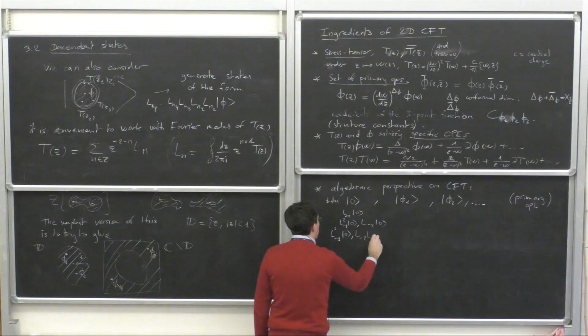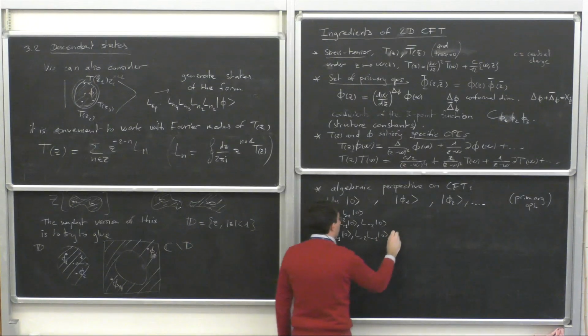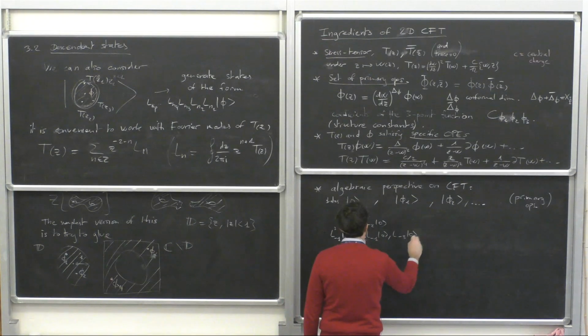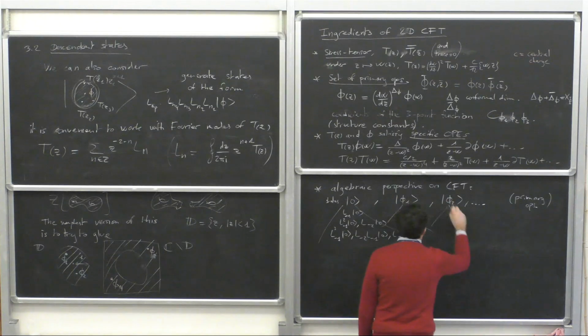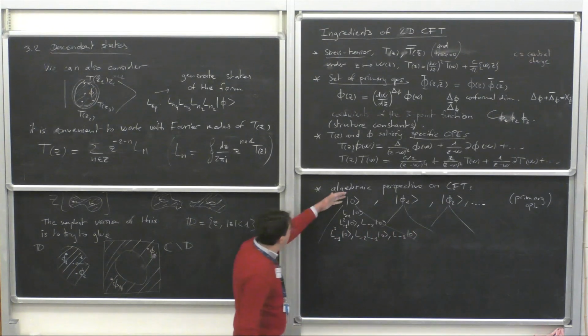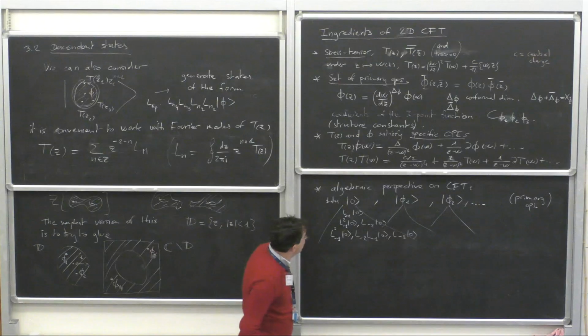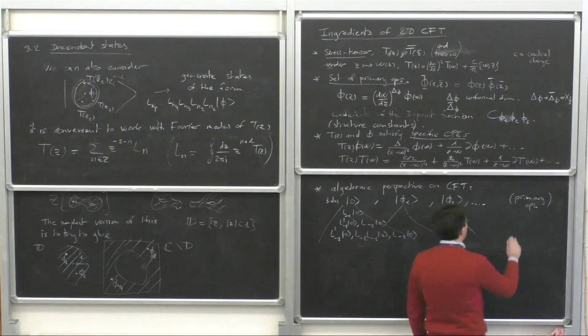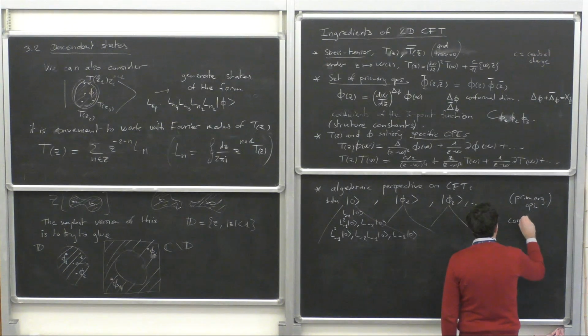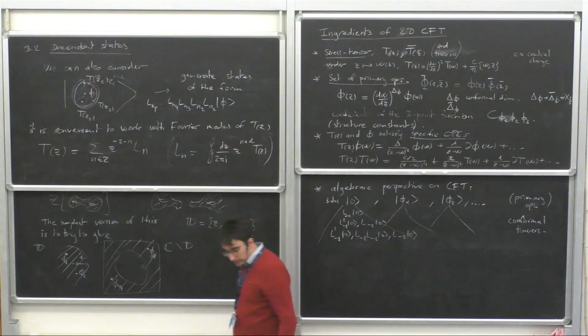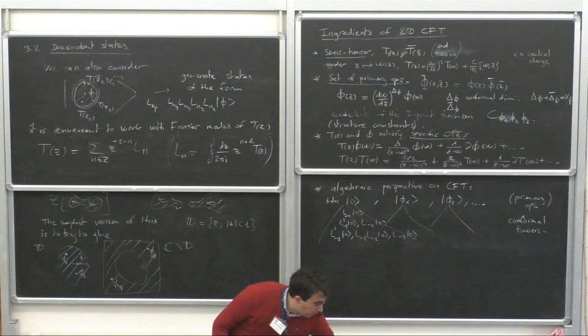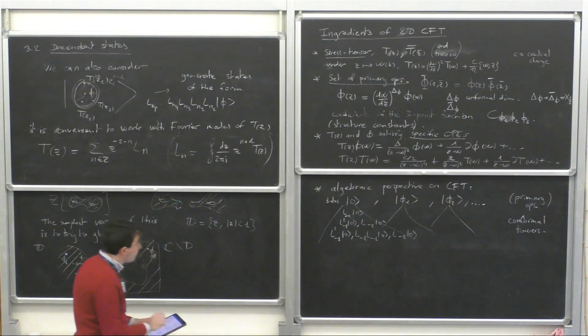At this point I realize I forgot to say something. I'm going to say it in a minute. So for each primary state you get infinitely many descendants, and those things are called conformal towers, that you construct by taking a primary state and acting on it with Fourier modes of the stress tensor.